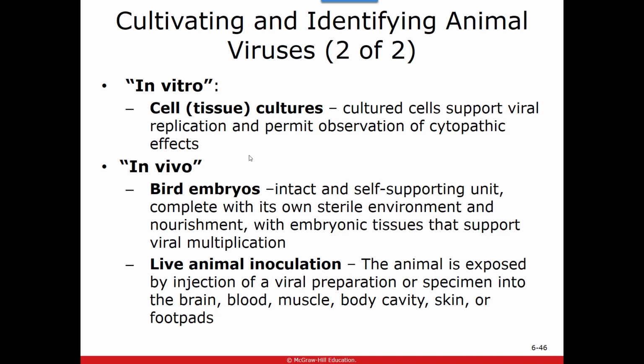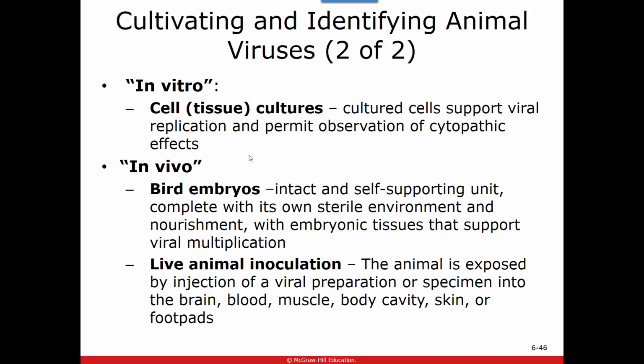Another, in vivo, means we're going to grow these viruses in a living organism. We can use bird embryos. It's a sterile environment. They have all the needed nutrition that's going to make a virus very happy. So we use bird embryos to grow viruses.